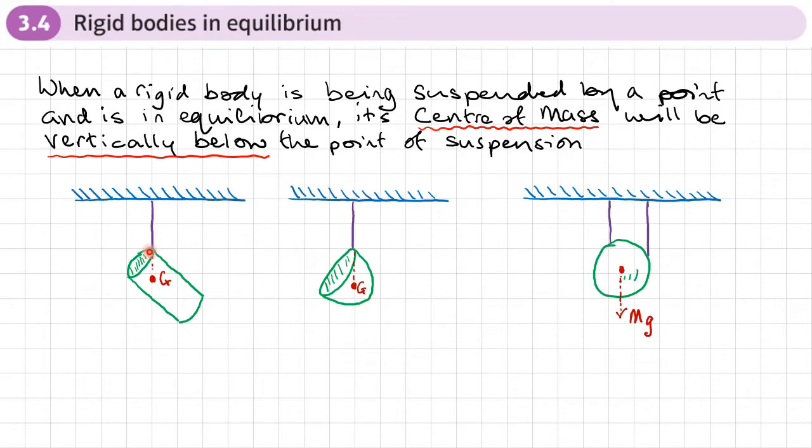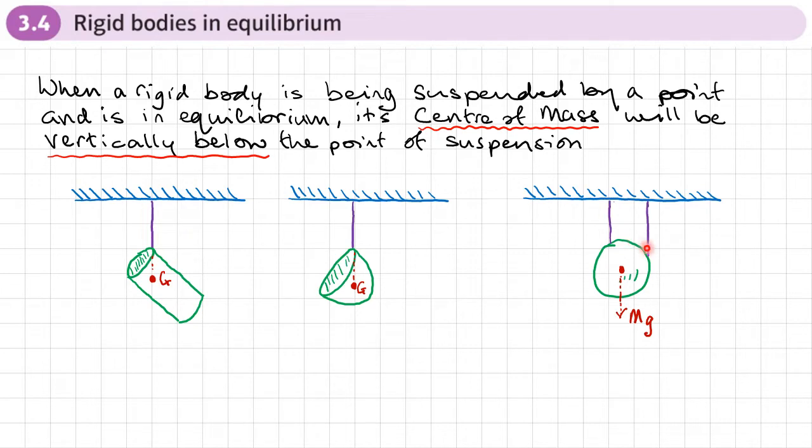This is the fourth section of chapter 3, further centres of mass, and this section is about rigid bodies in equilibrium. So here are some examples. Got a cylinder being suspended from this point here, and you can see the centre of mass of the cylinder is directly vertically below that point of suspension. Here's an example here, a hemisphere being suspended from this point. Again, the centre of mass is directly below the point of suspension.